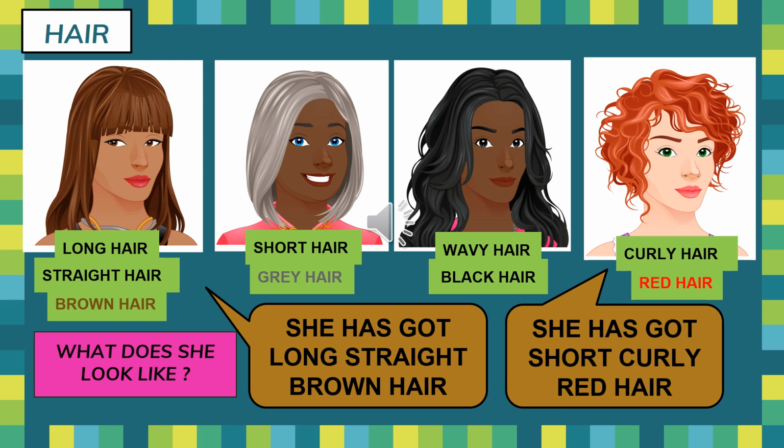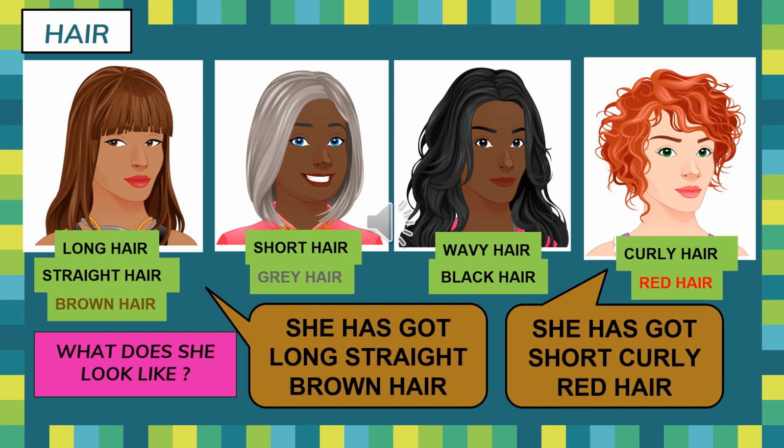So when you choose one picture here to construct the sentence, it will be, she has got long straight brown hair. Long is the size, straight is the type of the hair, and brown is the color. The next example is from the last picture. She has got short curly red hair. So short is the size of the hair, curly is the type, and red is the color.